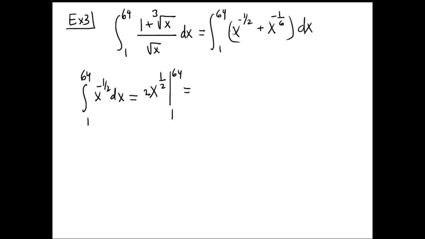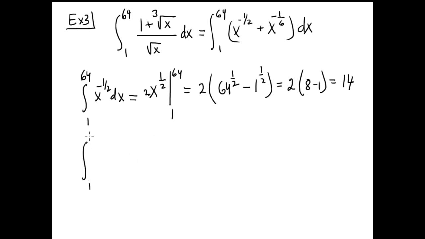So we're doing that part only. Then 2 is a common factor. This is 64 raised to the half minus 1 raised to the half. 64 raised to the half is equivalent to the square root of 64, which is 8. 8 minus 1 is 7. 2 times 7 is 14.